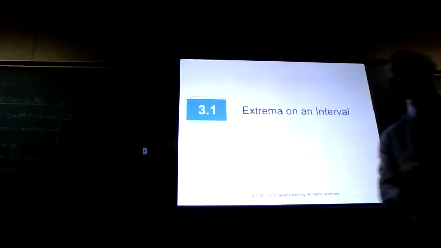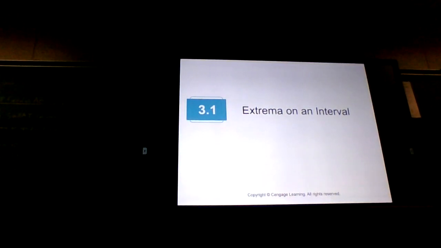Okay, so today we're looking at section 3.1, which is on extrema. By the way, it is now almost November, and we're just now getting into chapter 3. So it seems like we're going slow, but in some ways it seems like we're going really fast, doesn't it?